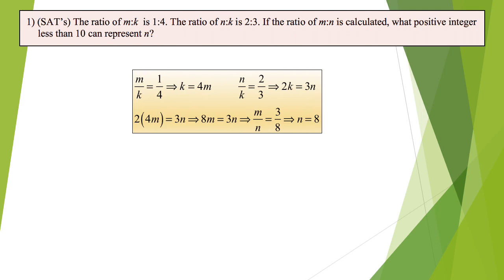We translate our two statements as m over k equals 1/4, and therefore k equals 4m, and n over k is equal to 2 over 3, or 2k is equal to 3n. In that last statement, we will replace k with 4m, so we have 2 times 4m is equal to 3n. That gives us 8m is equal to 3n, and now we want the ratio of m to n, so m over n is equal to 3 over 8. Realize that n can be any number we want, but we want it to be an integer less than 10, and therefore n has to be 8.